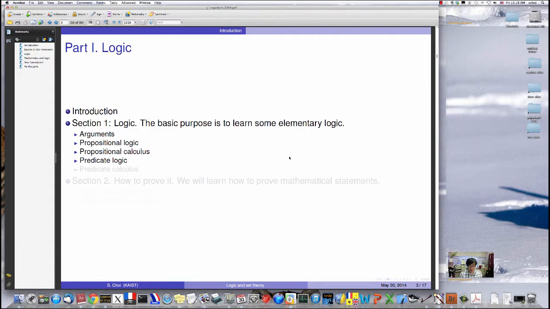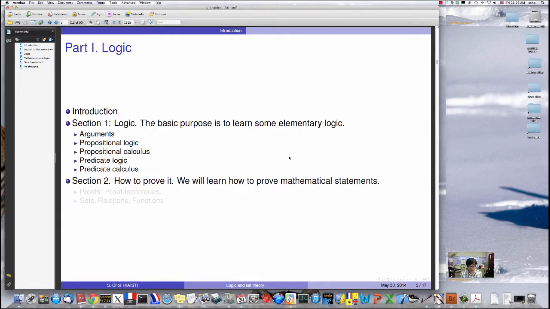And in predicate calculus, we will study the universal and existential operators. In predicate calculus, we will study the inferences using universal and existential operators.